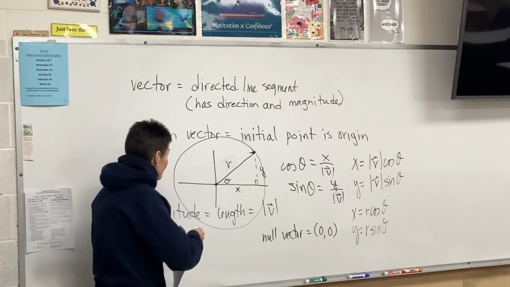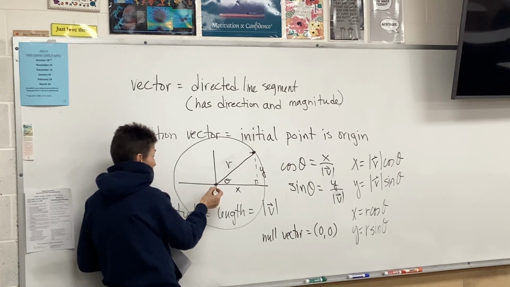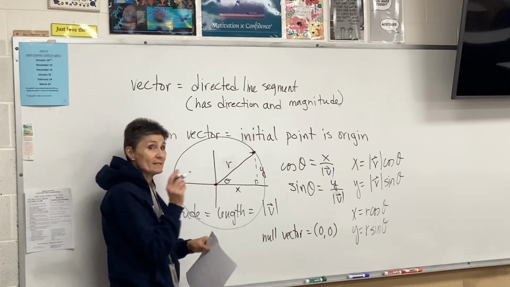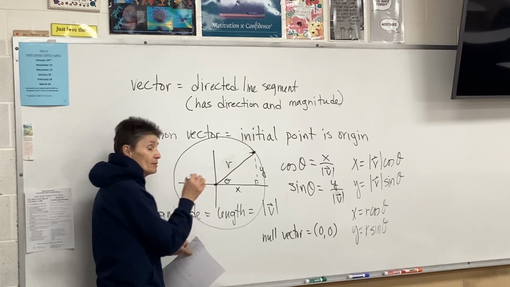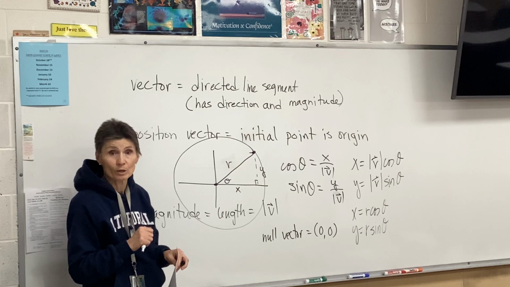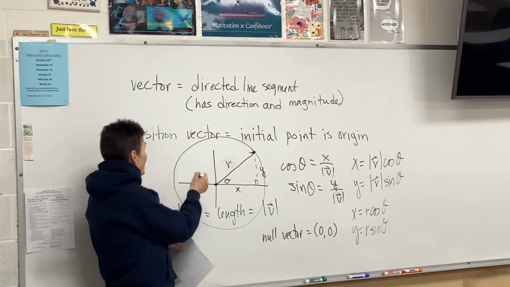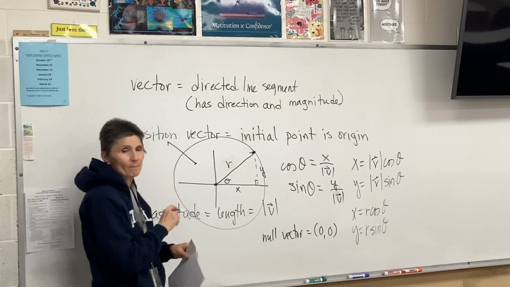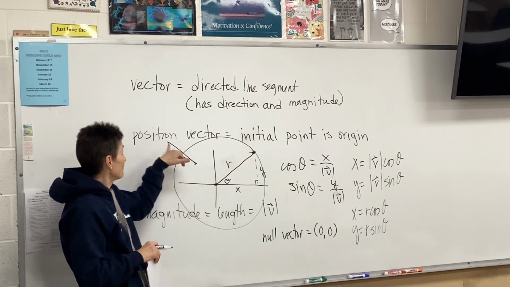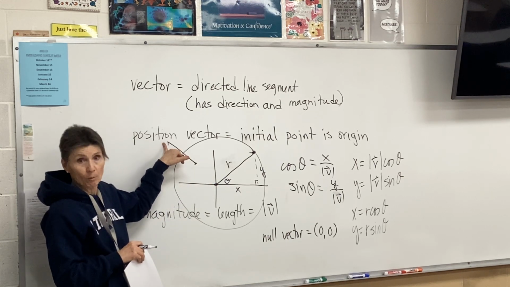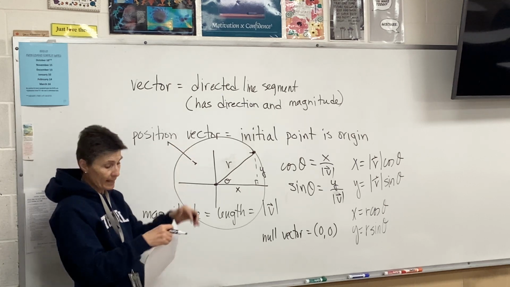In a vector, the point where it starts is called the initial point. So if we're in standard position, if we have a position vector, our vector is starting at the origin, so the initial point is the origin. But it doesn't have to be. I could draw a vector out here somewhere. And this would be the initial point, and this would be the terminal point, starting, ending.